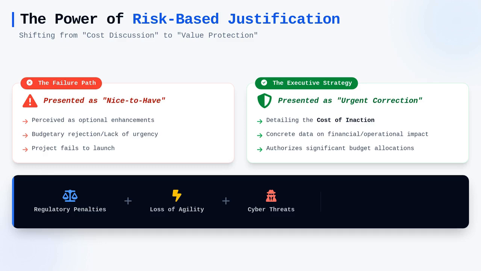When you present this, use concrete data that illustrates the probable impact, both financial and operational, if the identified governance gaps remain unaddressed. This risk-based justification shifts the conversation from a cost discussion to a value protection discussion, which is often where the most significant budgetary allocations are authorized. Your goal is to make the cost of inaction clearly appear significantly higher than the cost of the proposed investment.